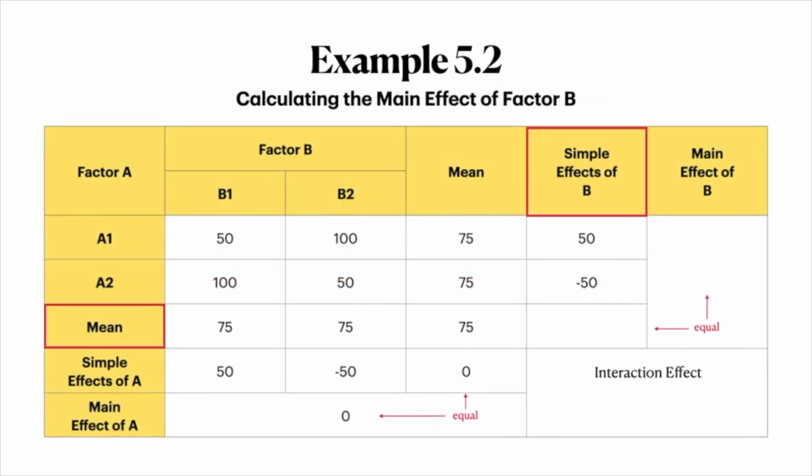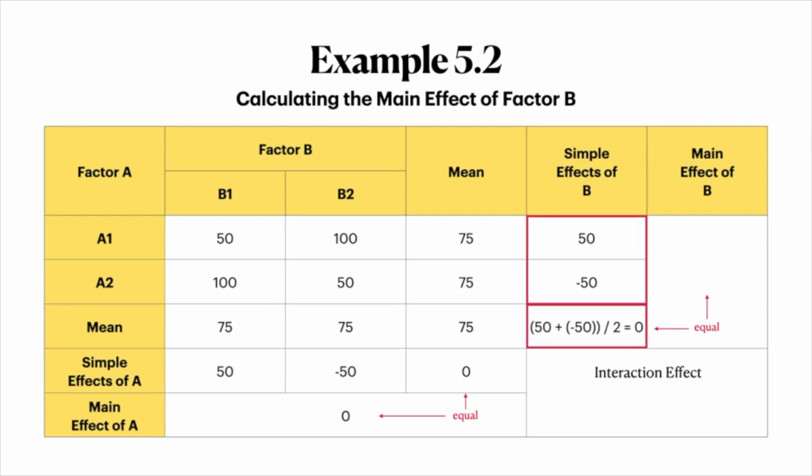And that's shown here in the context of our two-way table. The main effect of B is the mean of the simple effects of B, the simple effects being 50 and negative 50. And so when we average those, again, we get 0.